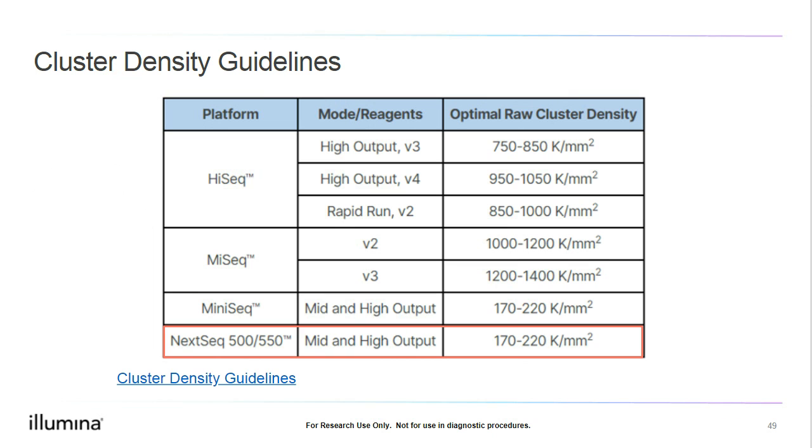For a well-balanced library such as PHYX, the ideal cluster density is 170 to 220. For low diversity libraries, the cluster density should be less. And here's a link to the support bulletin with the recommended cluster densities.